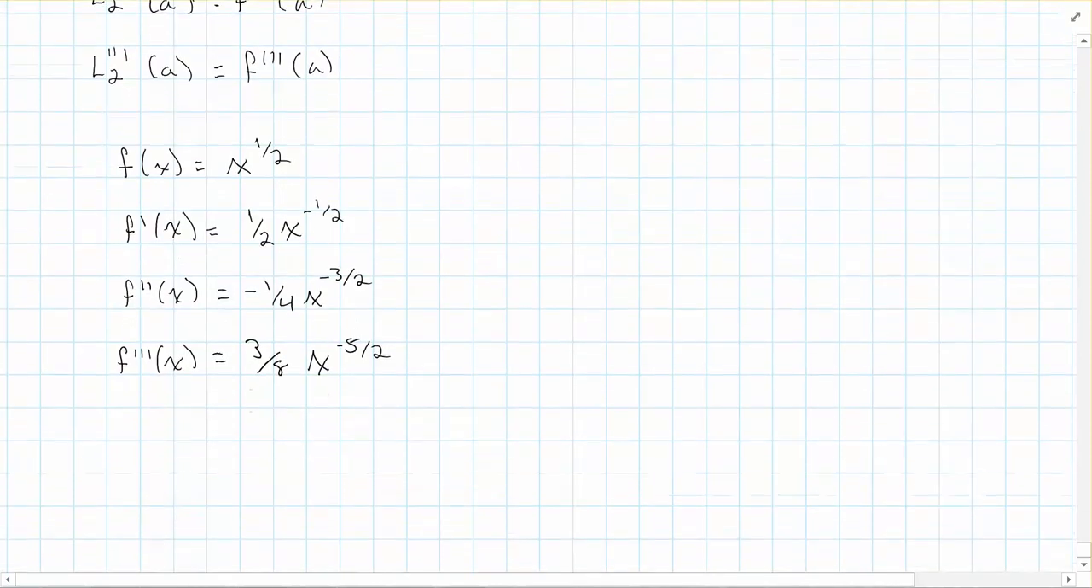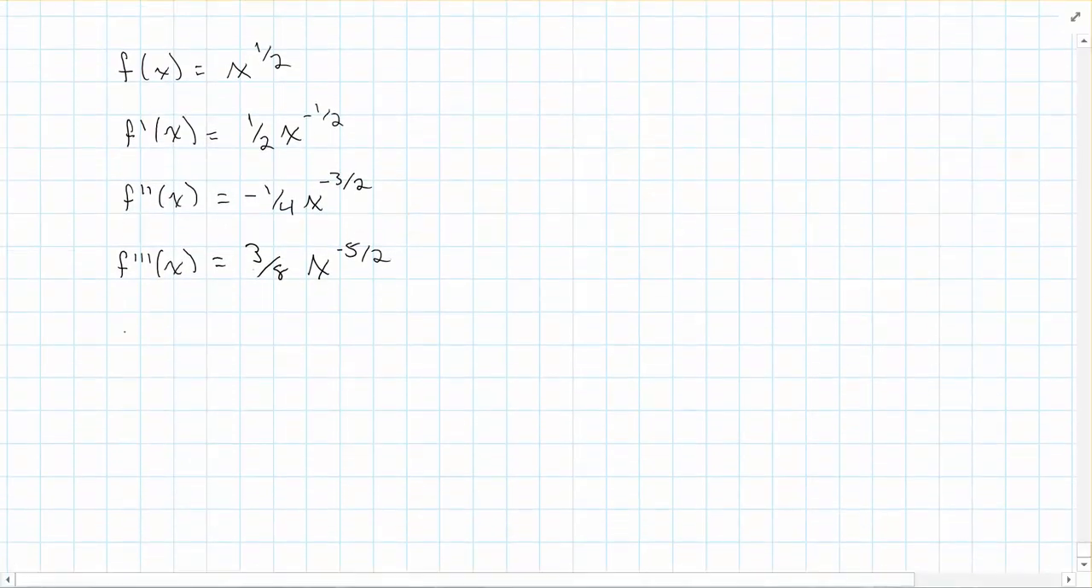And I'm going to go ahead and do one more, because even though we're doing a cubic, we're going to see if we can write down the quartic one. So f4, now remember, when you get to higher order derivatives, we put it in parentheses. So this is not an exponent because the 4 here is in parentheses. This is referring to the fourth derivative. And this would be negative 15 over 16 x to the negative 7 halves.